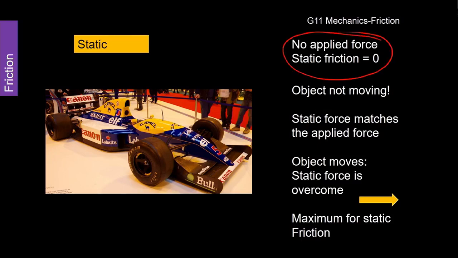Have a look there. That's the first thing we need to bear in mind. No applied force, no friction. The static friction, this is stationary, so we're dealing with static friction. There is no static friction, it is equal to 0. There's no person pushing it, there's no applied force, it is 0.